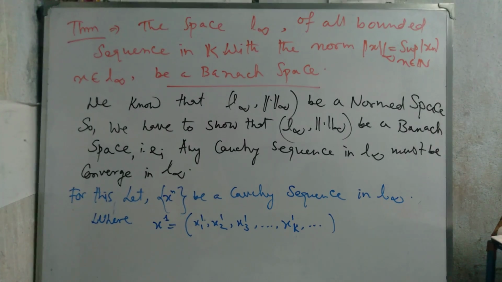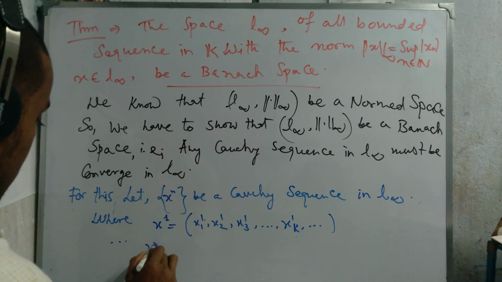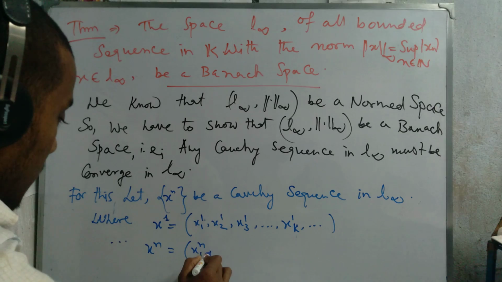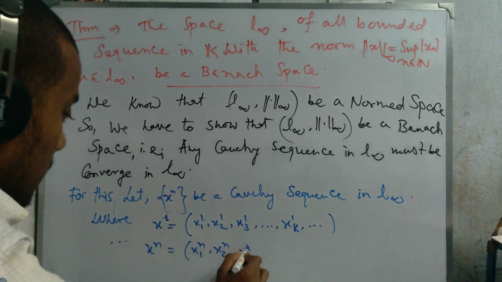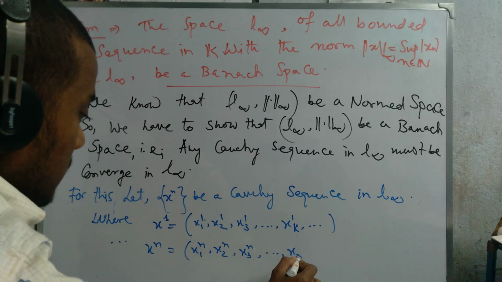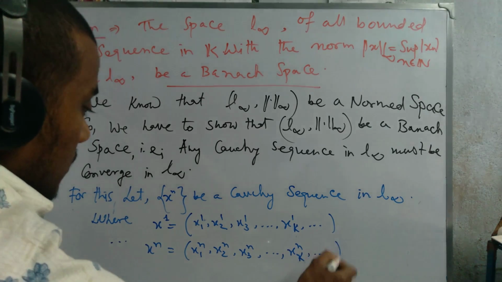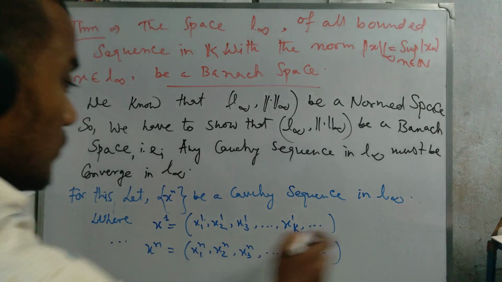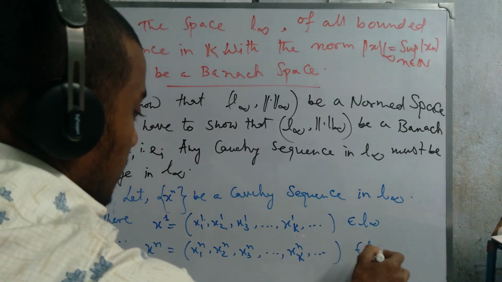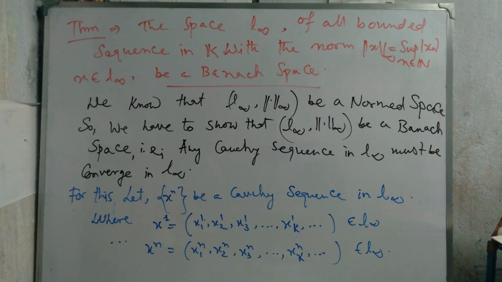Any integer. So again we write this: x^(n) equals x_1^(n), x_2^(n), x_3^(n), and so on, x_k^(n), and so on. All are belonging to L infinity. Belonging to L infinity means the supremum of the modulus of these terms is obviously less than plus infinity.